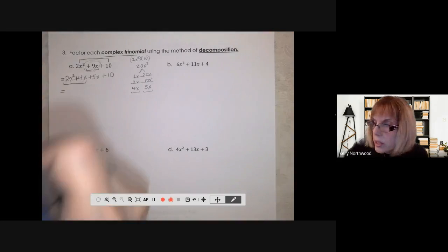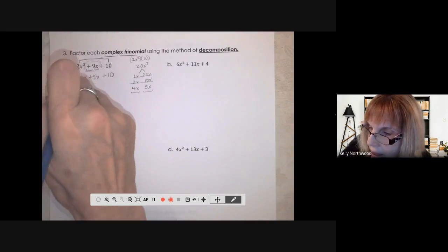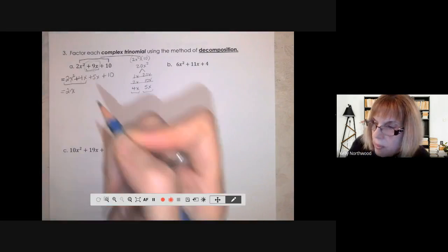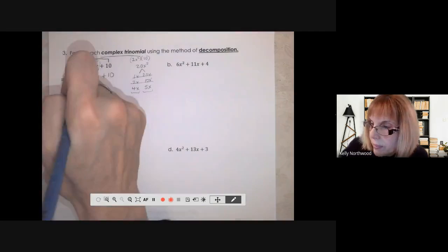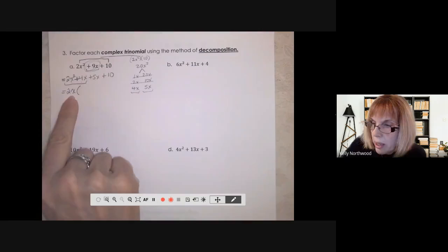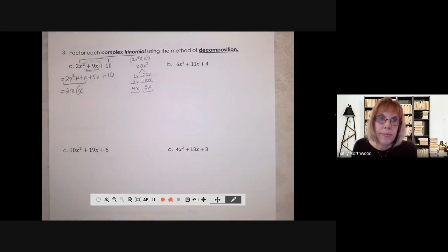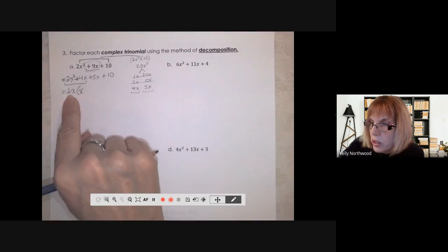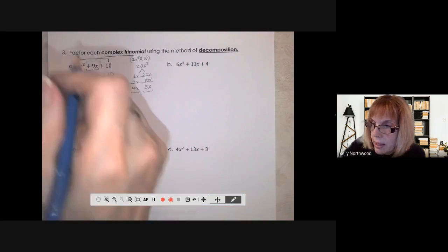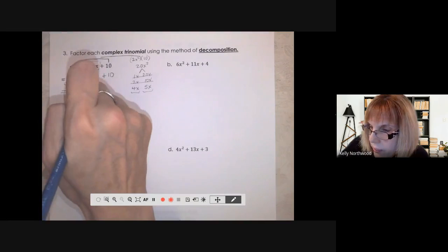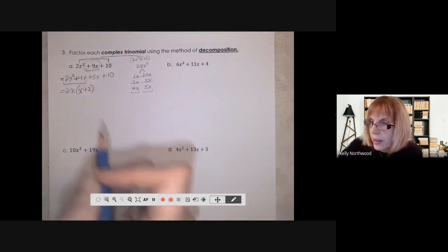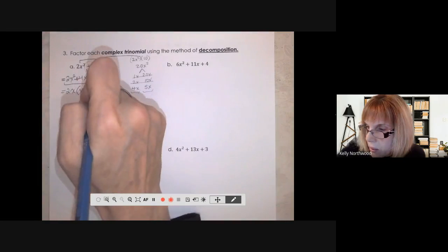So 2 is common to both, and there's an x in both. Smallest exponent is a 1. And then what do I multiply 2x by to get 2x squared? X. What do I multiply 2x by to get positive 4x? Positive 2. Close your bracket. Now the sign that comes next goes next.